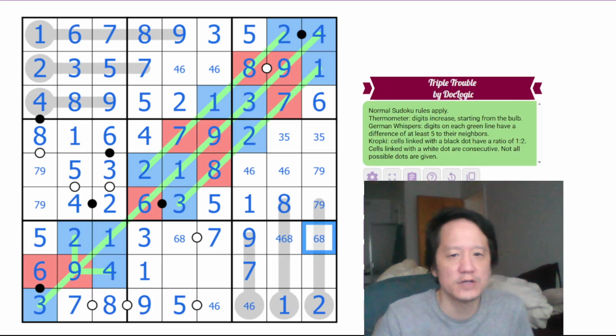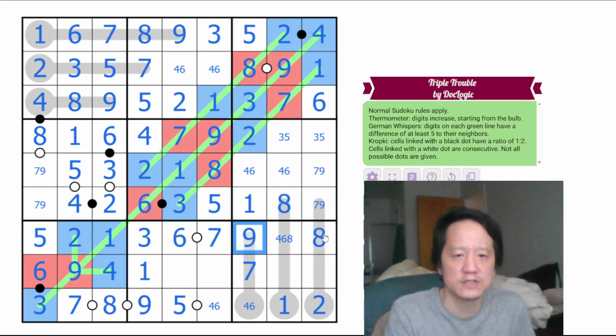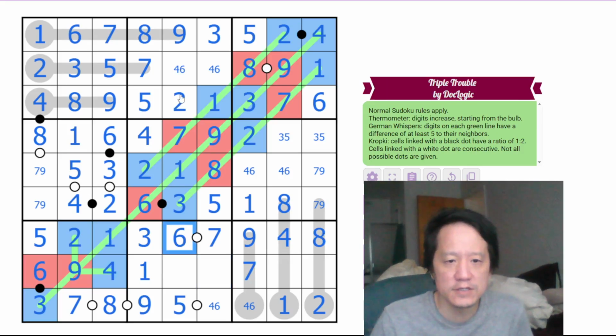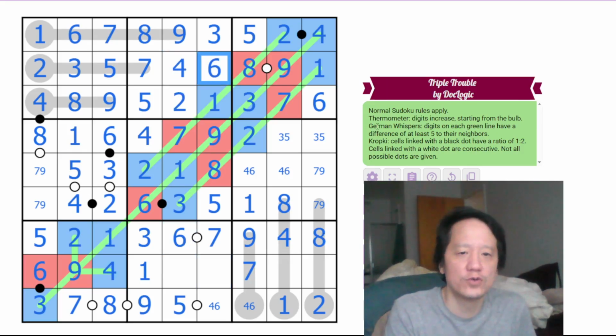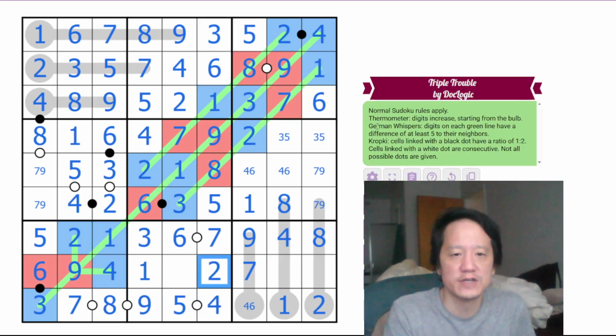4 cannot be here, and 6 cannot be here in this cell because of the 4, 6 in the column. So this is 8, which makes this 6. This must be 4. This 6 eliminates 6 here, so it's 4. This is 6. This has to be 4. Then this leaves that as a 2. This leaves that as an 8.